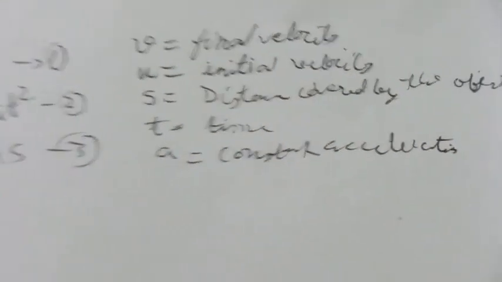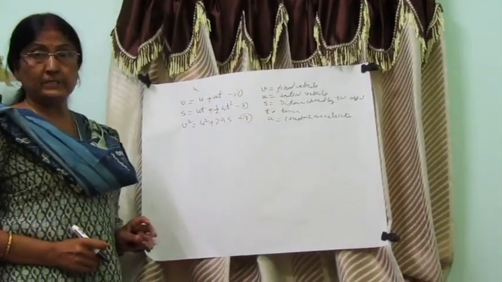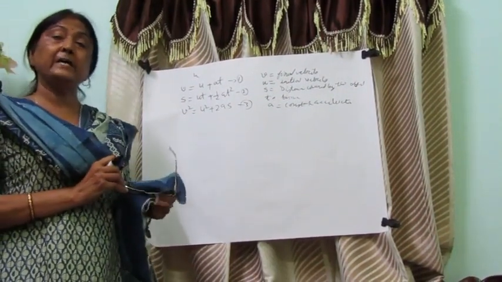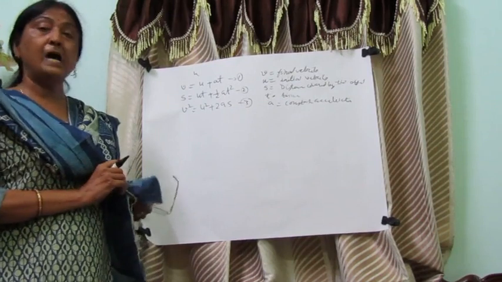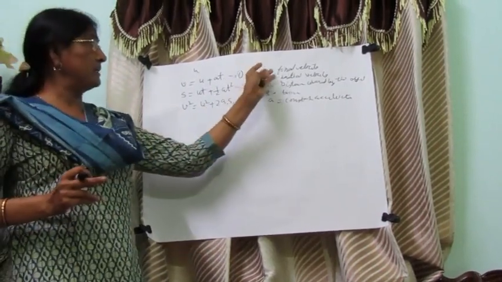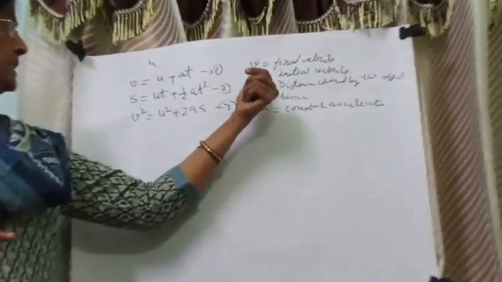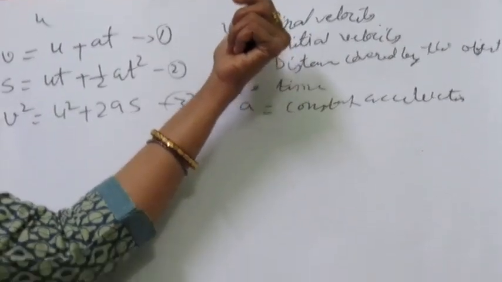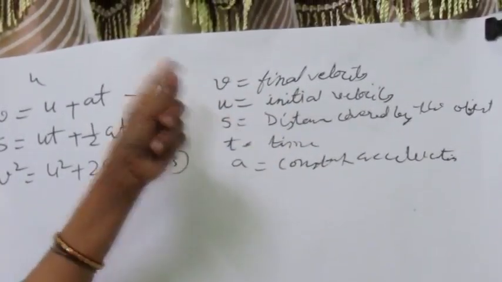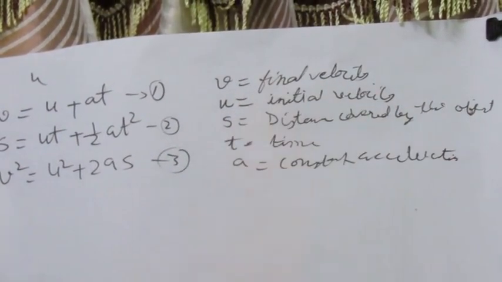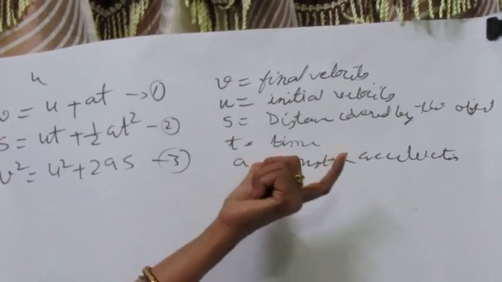Now how will I derive the three equations? See, the object which has an initial velocity U, after a duration of time T, its velocity becomes the final velocity V. By this time T, it has covered a distance S, with constant acceleration.